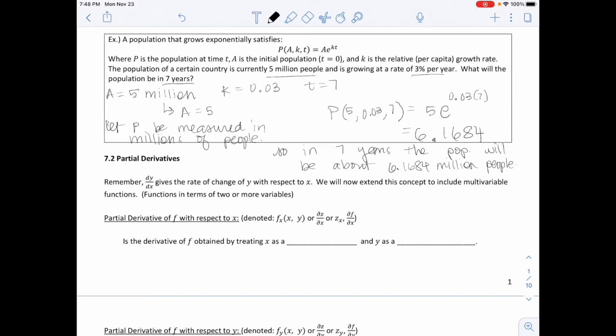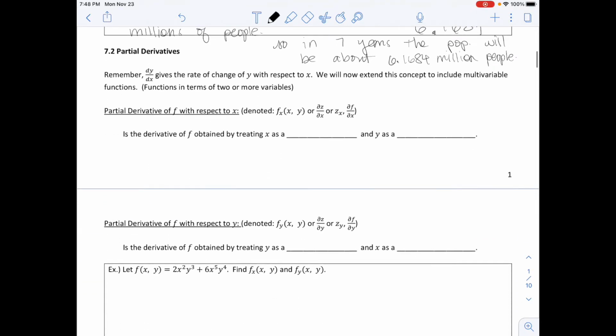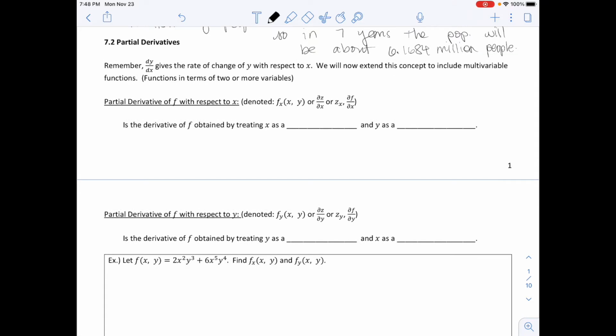So 7.1 is more or less just kind of figuring out how to deal with functions now that are more than just one variable, and so hopefully we are okay with that. Then moving on, we get into the calculus part. So section 7.2 is partial derivatives.